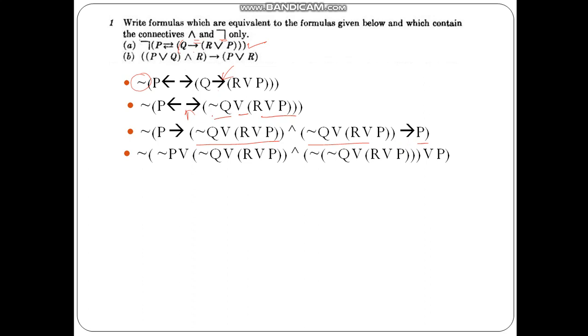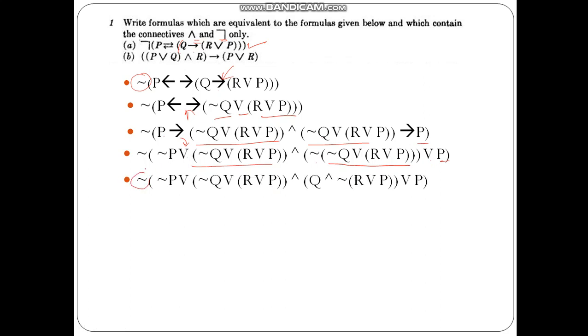Moving ahead, converting the implies to or will create not P or the second part, that is not Q or R or P, and not of not Q or R or P or P. Now this not is still outside, common. I am not going to touch this part, and the not is taken inside, so not of not Q is Q, and or is replaced by and, not of R or P.